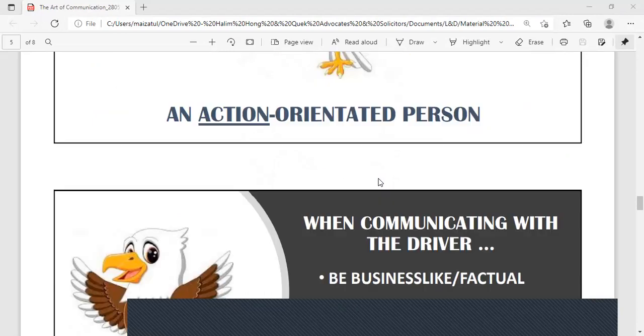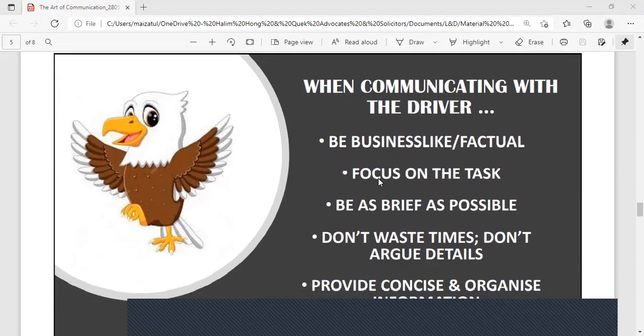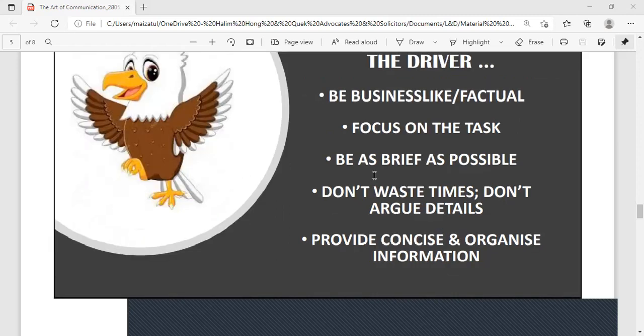So when communicating with a driver person, you must be business-like. You must have facts. Focus on tasks. Be as brief as possible since time is very, very important for them. Be brief. Don't waste their time.